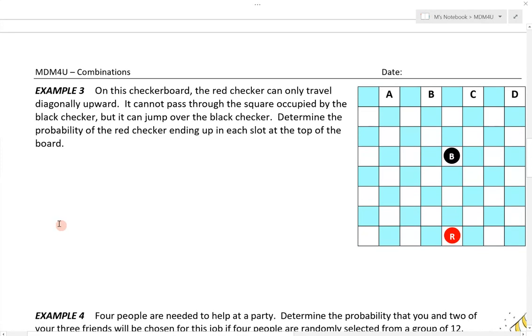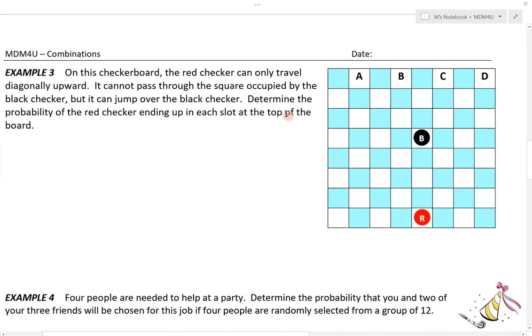Okay, example number 3. On this checkerboard, the red checker can only travel diagonally upward. It cannot pass through the square occupied by the black checker, but it can jump over the black checker. Determine the probability of the red checker ending up in each slot at the top of the board. So we have to look at counting using Pascal's triangle. How many ways are there to get to each of these spots at the very top of the board?